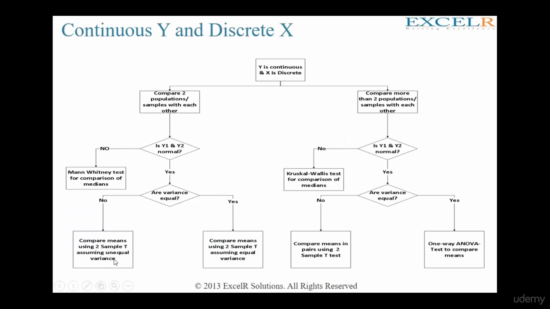If data are normal, you need to proceed with variance test. What if data were not normal? You perform Kruskal-Wallis test. We'll come to that later on. These are non-parametric tests. But if data are normal, you proceed with variance test.